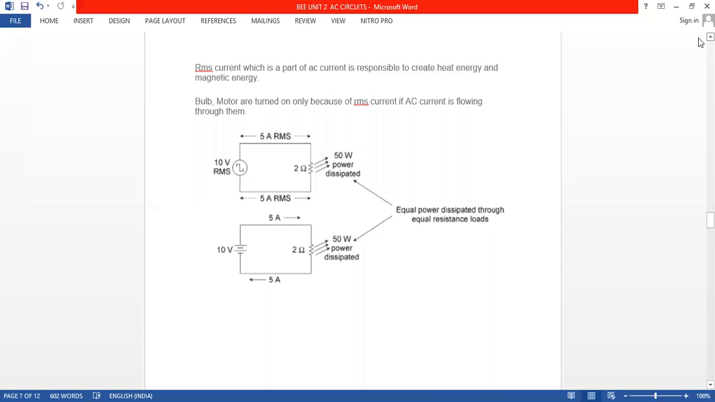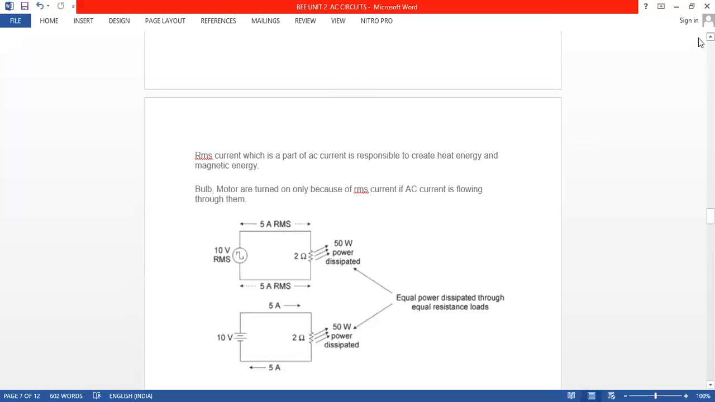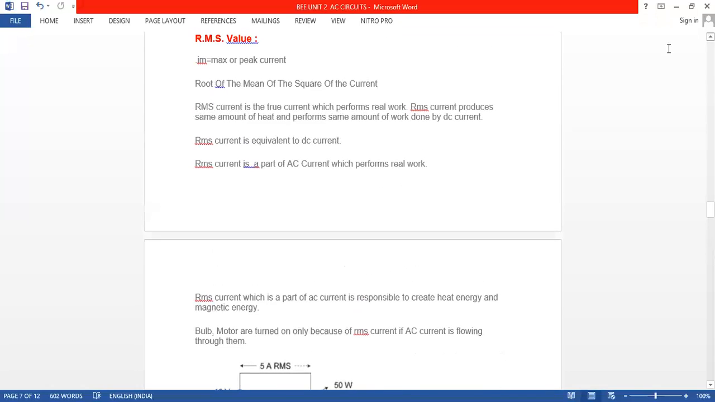Now in simple terms, anyone tell me what is RMS current? All of you. First word: RMS current is a part of AC current. Now what is RMS? RMS full form: root of the mean of the square of the current. Sir, why are you writing this? Only for derivation we use this particular name. But what is the real name of RMS current? RMS current is the true current or real current.